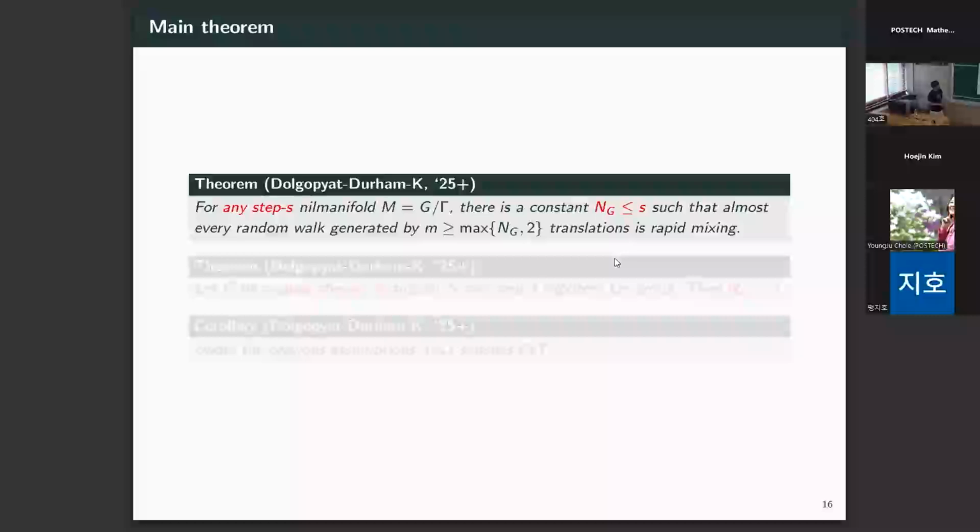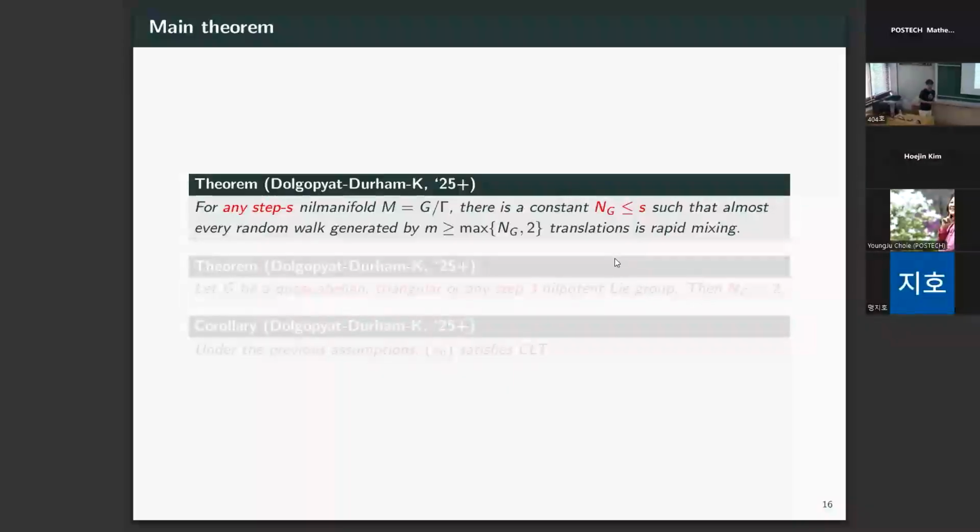So this is the main theorem. For any step s nilmanifold, there is a constant n sub g. So what is the meaning of n sub g? For almost every random walk generated by m, we can choose m different generators, but this number of generators should be greater or equal to 2 or n sub g. So it is quite natural to choose 2 generators and then take some random walk, and then we want to prove some mixing or rapid mixing.